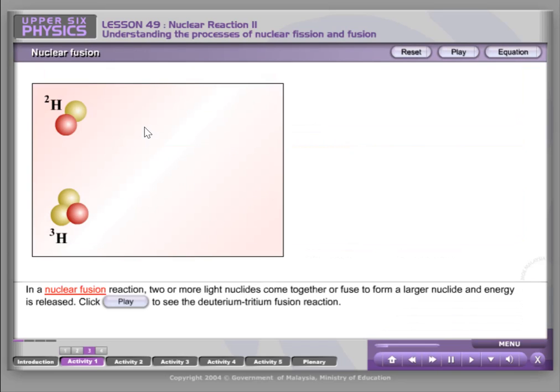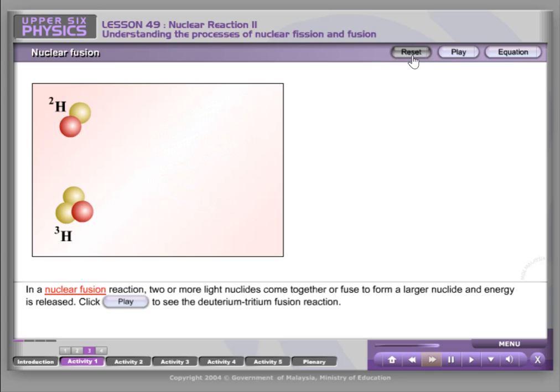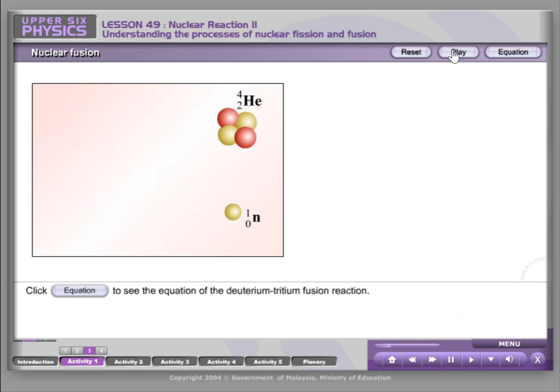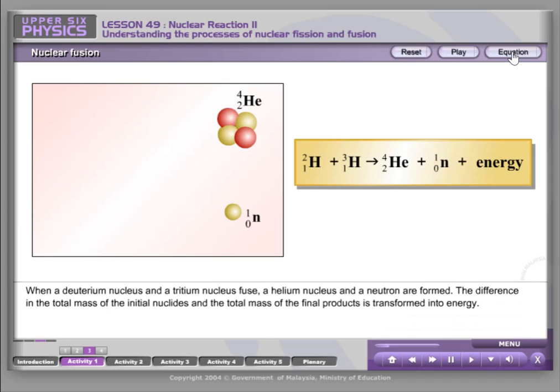In a nuclear fusion reaction, two or more light nuclides come together or fuse to form a larger nuclide and energy is released. Click the play button to see the deuterium-tritium fusion reaction. Click the equation button to see the equation of the deuterium-tritium fusion reaction. When a deuterium nucleus and a tritium nucleus fuse, a helium nucleus and a neutron are formed.